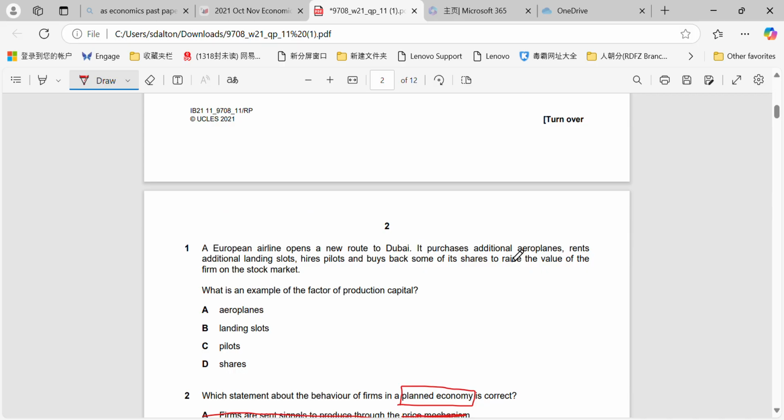Okay, final question. European airline opens a new route to Dubai. It purchases additional aeroplanes, rents additional landing slots, hires pilots and buys back some of its shares to raise the value of the firm on the stock market. What is an example of the factor of production capital? That would be aeroplanes, right? So the landing slots is land, the pilots is labour, and the shares would represent enterprise or ownership. Capital would be the equipment or the machinery, which would be the aeroplanes that they need to operate.